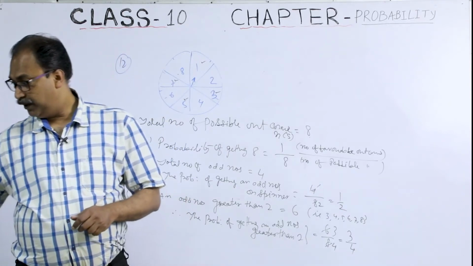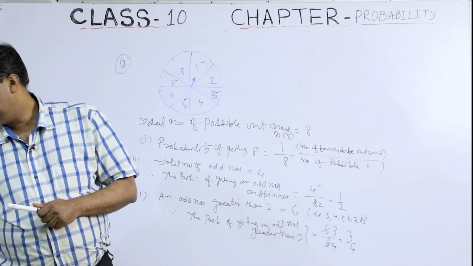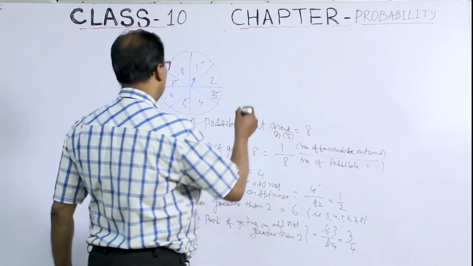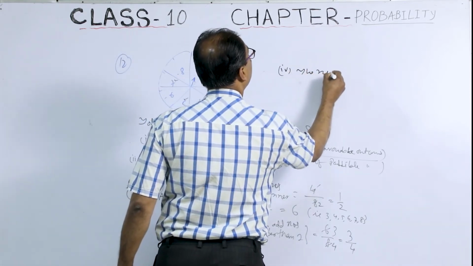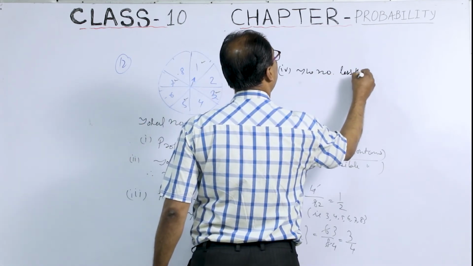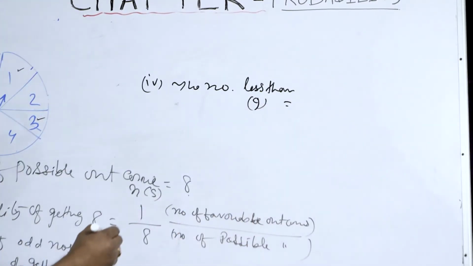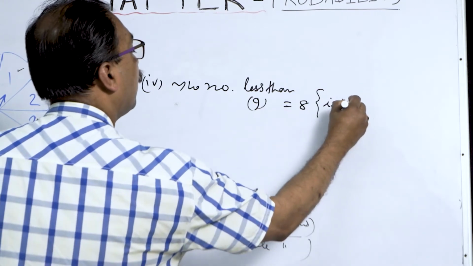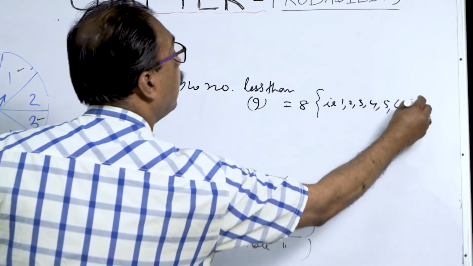Clear? Now, another question is there, a number less than 9. Number 4: the number less than 9, equal to how many? All. That means 8. That is 1, 2, 3, 4, 5, 6, 7, 8, all.